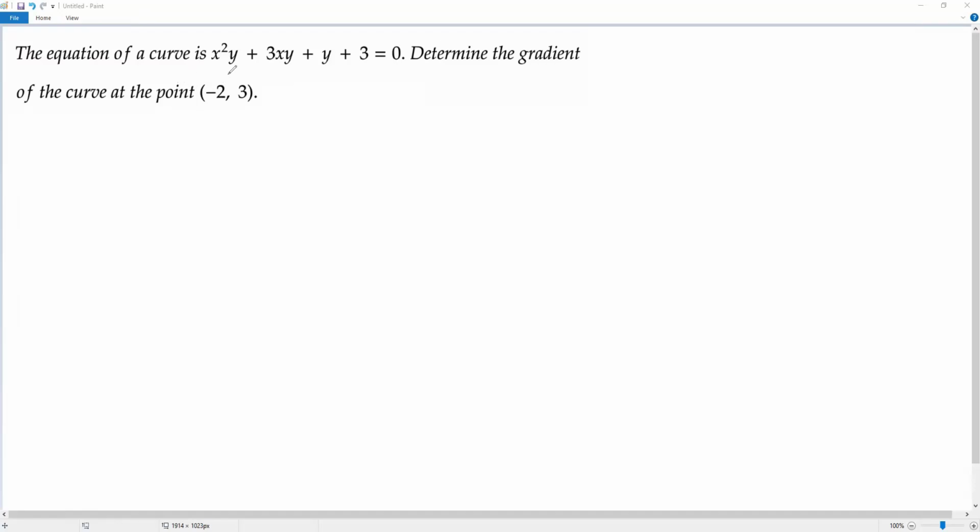The equation for the curve is x² y + 3xy + y + 3 = 0. Determine the gradient of the curve at the point (-2, 3). The gradient is the slope of the curve. To get the gradient of the given curve, we have to get dy/dx from the given equation.